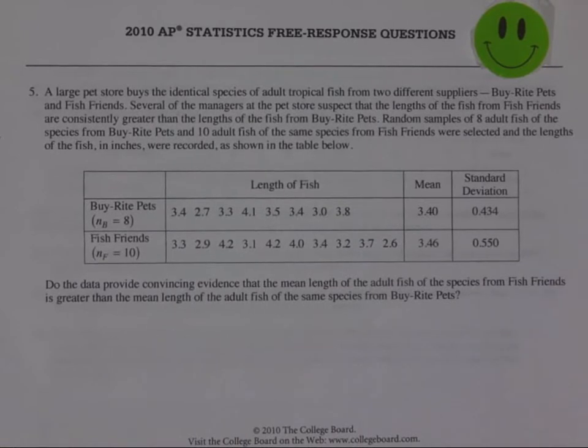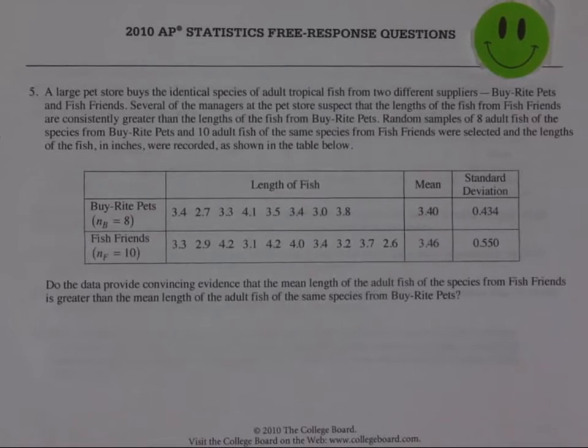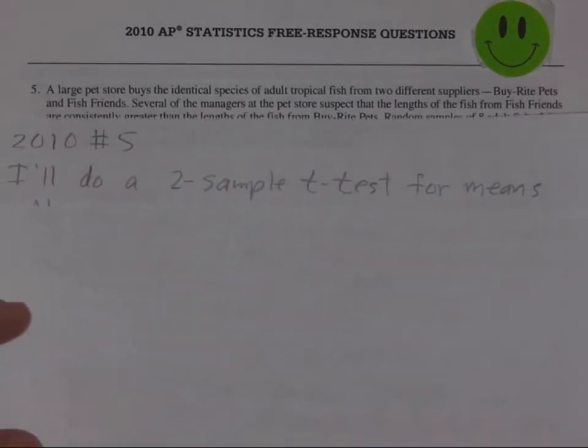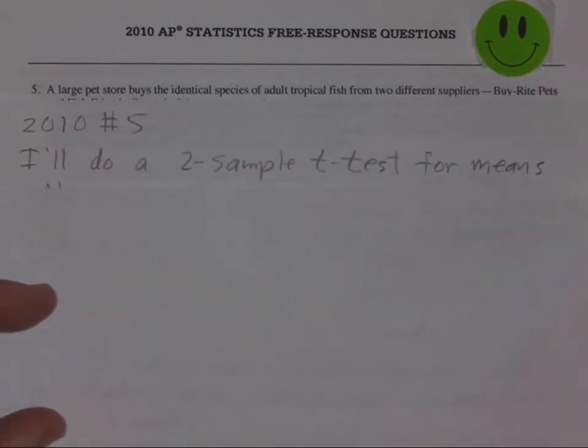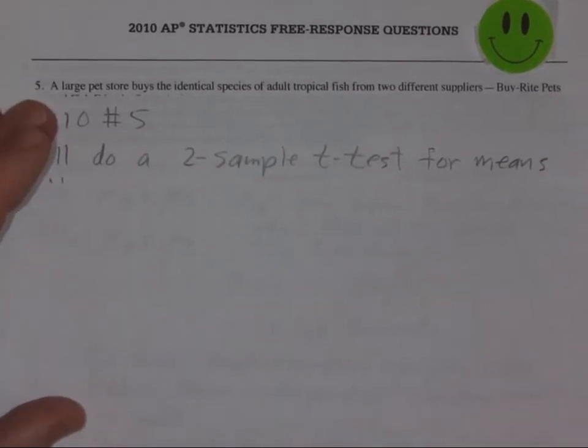Well, we're going to perform a test, so we have to do the THAME acronym. In other words, we have to state the type of inference, the hypotheses, check our assumptions, do the mechanics, and then do our ending. So the first part of the answer is to state what you're doing. The type of inference is a two-sample t-test for means. That is the name of this procedure.